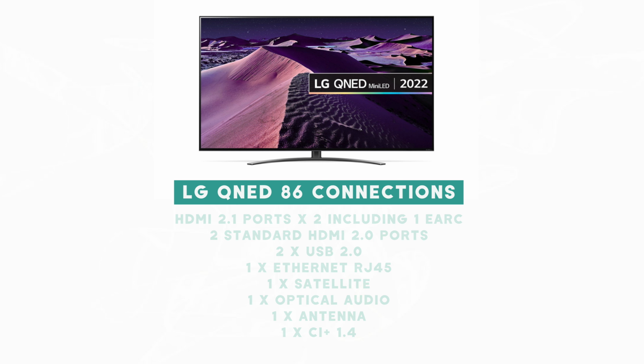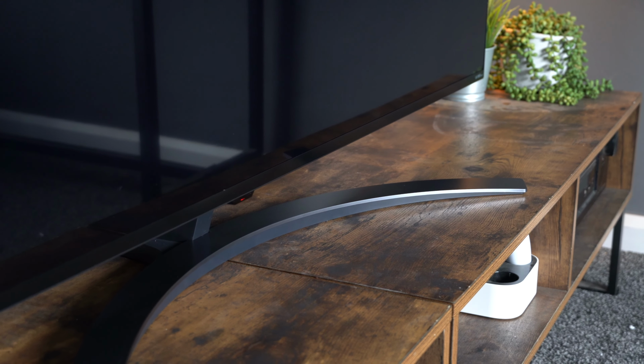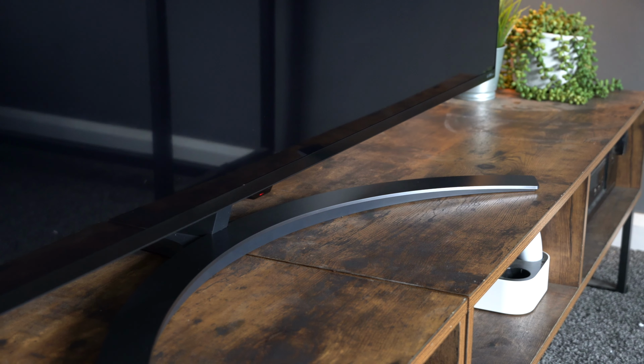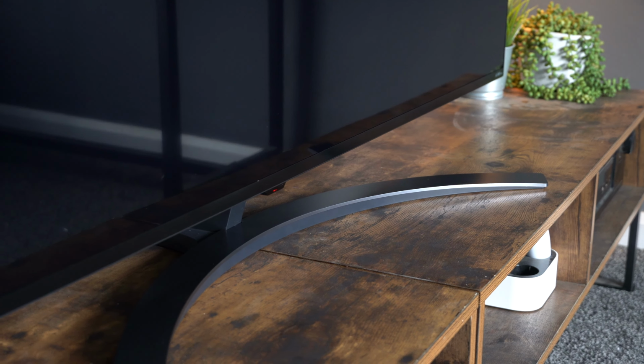Now, as you can see, I've wall mounted mine, but it does come with a really smart and very sexy looking stand. I absolutely love this thing. It's the same that was on the 65-inch version last year. It's the slightly darker grey on the QNED86, and I think that actually looks the best. So this is the TV installed on the wall, and I do have to say, I think it looks great.